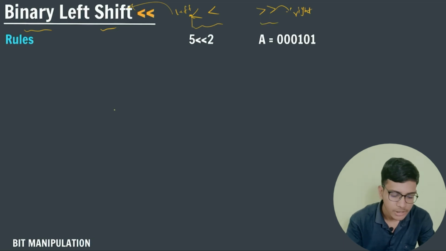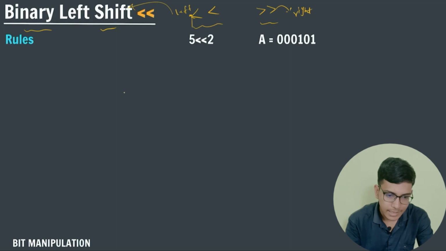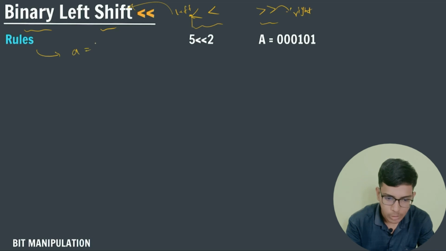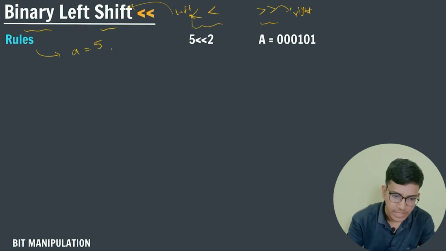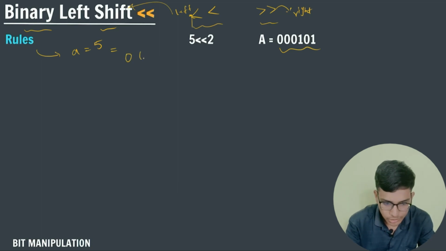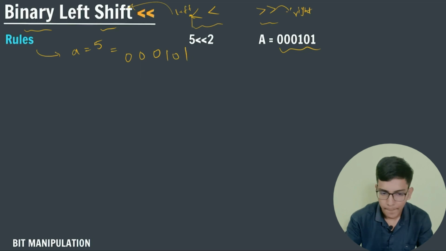So the concept of binary right shift and binary left shift: suppose let us take the given number a equals 5. Its conversion, let me write it like this: 0 0 0 1 0 1. This is my conversion of 5.